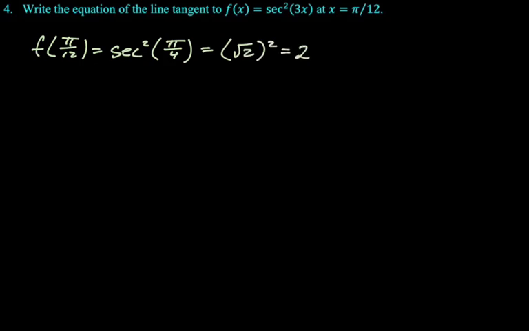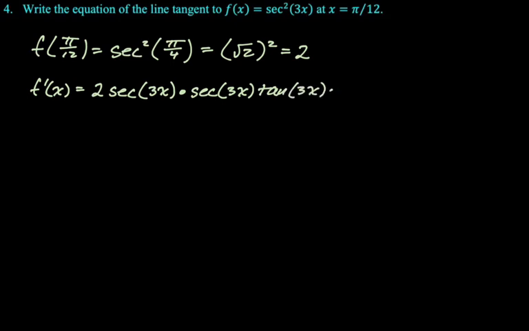We're going to need the derivative, so f prime. This is a chain rule problem, so it's going to be 2 times the thing. The derivative of secant is secant tan, and then the derivative of 3x is 3. So we get this. We have to plug pi over 12 into this, which is not as bad as it could be.